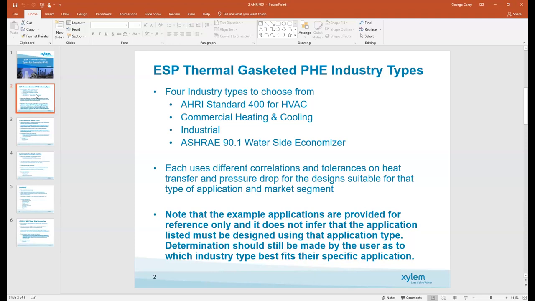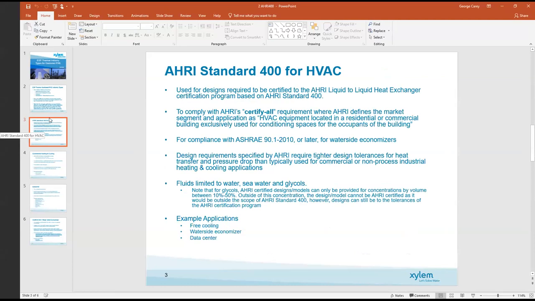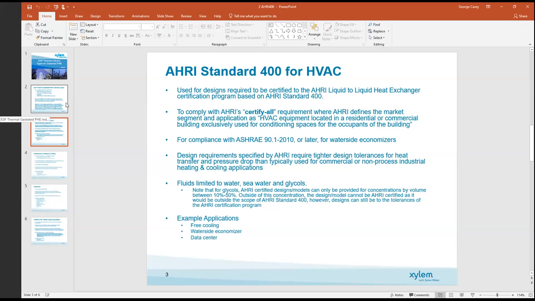It's a way to get peace of mind that the equipment you're getting will actually perform to the conditions that you designed it around, which is very important. Now, AHRI Standard 400 really only applies to water units, whether that's regular water, seawater, or glycol. It's glycol from 10 to 50%. And it's really only for conditioned space.